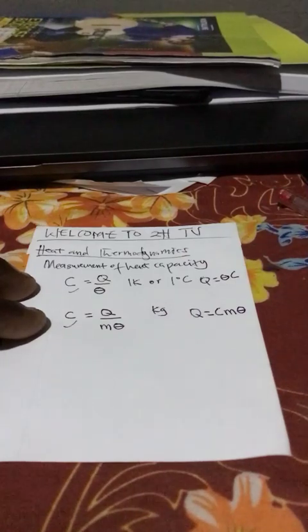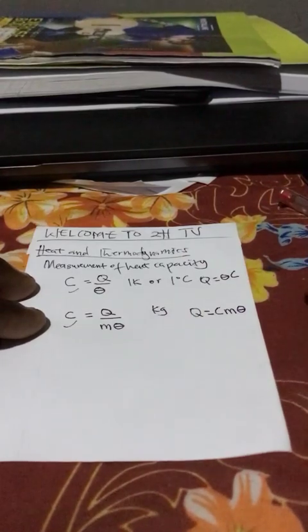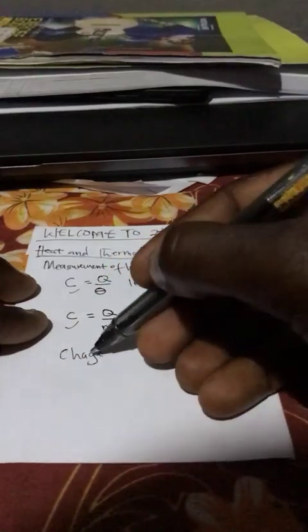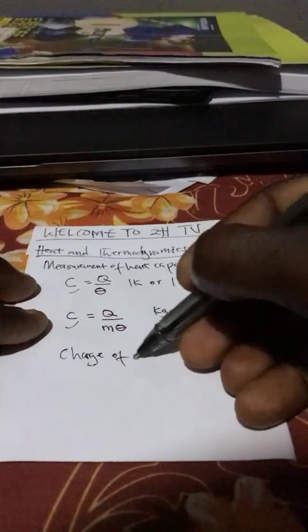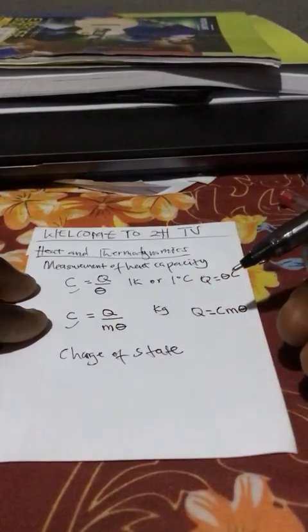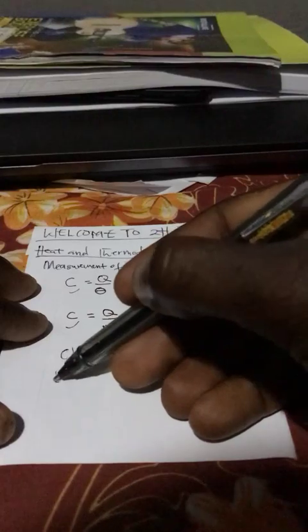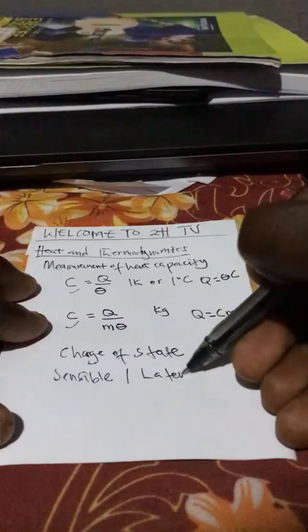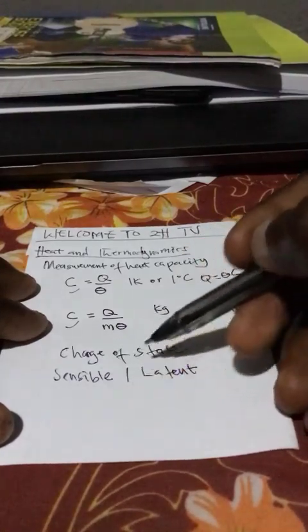So fast forward, let's touch on other terms that we will be coming across while we try to solve practical questions under measurement of heat capacity. Let's look at change of state. With the change of state, we have sensible and latent heat.